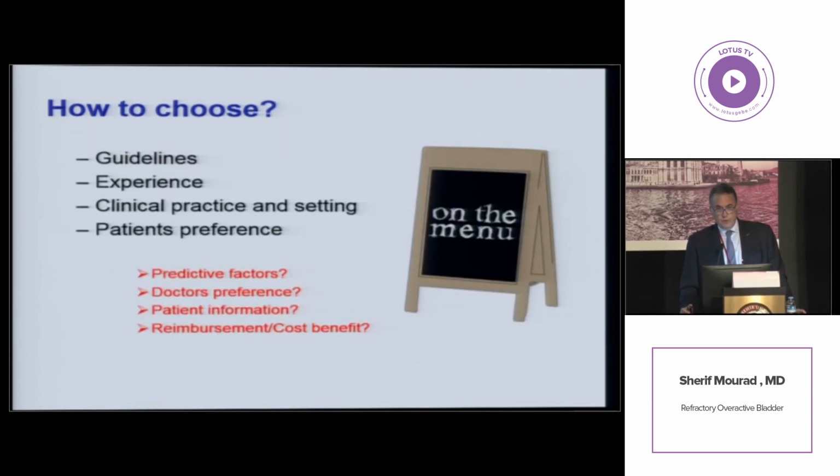How to choose? You have to go to the guidelines and read them carefully, and it's according to your experience. Do you know how to inject Botox? Do you know how to do neuromodulation or not, for example? And what is your expertise with the drug therapy and with your clinical practice and setting, and of course the patient preference. It's important to deal with your patient and see what kind of treatment they can go for. So there are predictive factors, the doctor preference is important, and the patient information, and of course the reimbursement and the cost benefit. So this all guides us in our decision on which is the best line of treatment we need to go through.